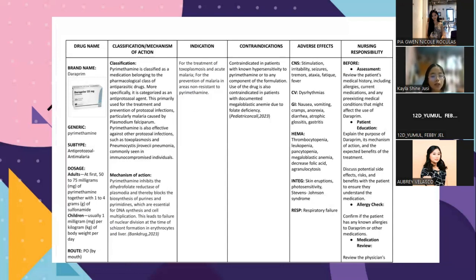So for the indication, pyrimethamine is indicated for the treatment of toxoplasmosis and acute malaria, as well as for the prevention of malaria in areas where the malaria parasite is not resistant to pyrimethamine.